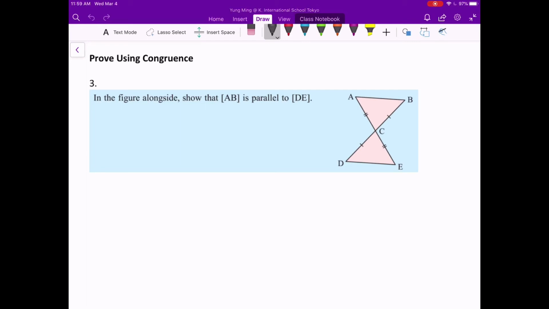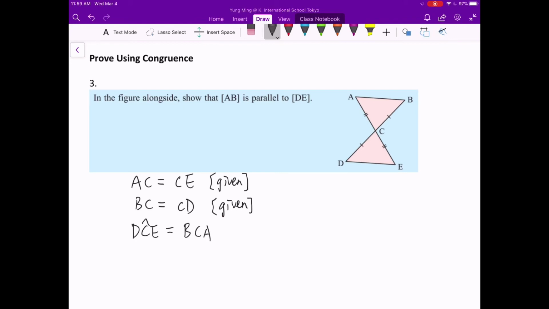Okay, so let's start. First of all, we have AC equals CE. This is given. Second, we have BC equals CD. This is also given. Last thing, we have angle DCE equals angle BCA. We're actually talking about opposite angles over here, these two angles that are vertically opposite.